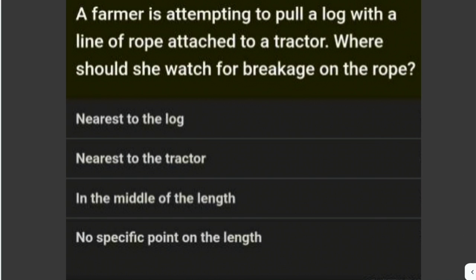A farmer is attempting to pull a log with a line of rope attached to a tractor. Where should he watch for breakage on the rope? Nearest to the log, nearest to the tractor, in the middle of the length, no specific point on the length. So the answer here is nearest to the tractor. So the tension on the rope nearest to the tractor is the greatest. This is because the tension is greatest where the force is being applied.